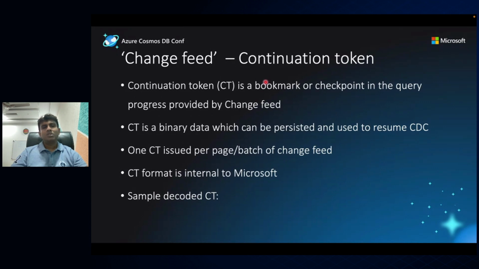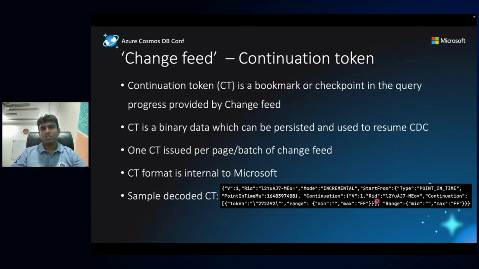So let's spend a minute trying to understand what exactly a continuation token is before we move further. As I said, the continuation token is a bookmark or checkpoint provided by the change feed, for every page of changes from the change feed. Typically, when you query the change feed from a Cosmos container, it is returned as a collection of pages, and each page can contain multiple changed items. The continuation token is issued one per page, and the format is binary data, which is totally internal to Microsoft. Just in case you are curious to see how a continuation token looks, here is a sample decoded continuation token, but don't try to interpret it and consume the information in it, because this is something bound to change.